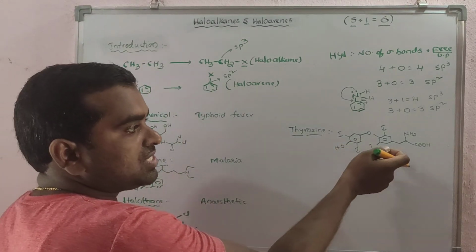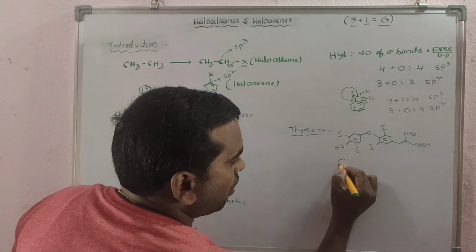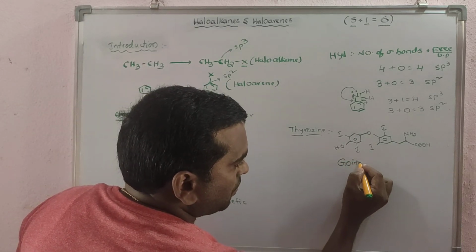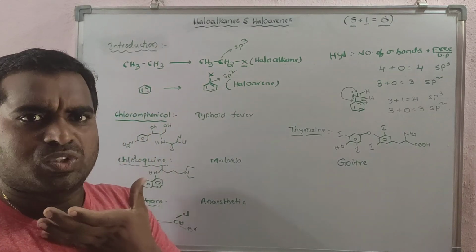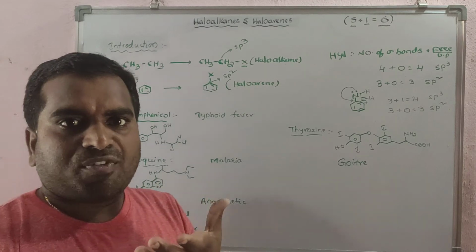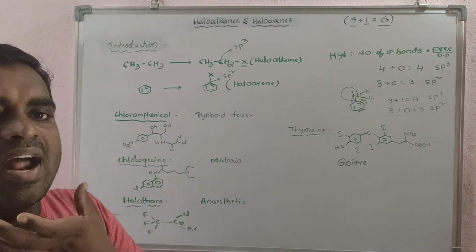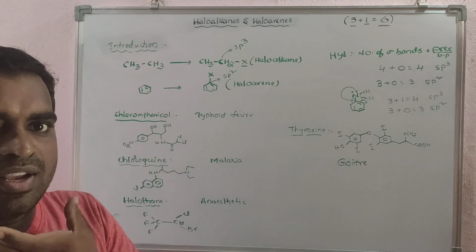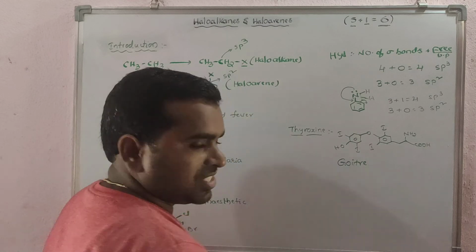The deficiency of this thyroxine causes a disease called goiter. Goiter means what? The swelling of the throat, resulting from enlargement of the thyroid gland. You might have seen some people with a swelling around the throat. That we call goiter.